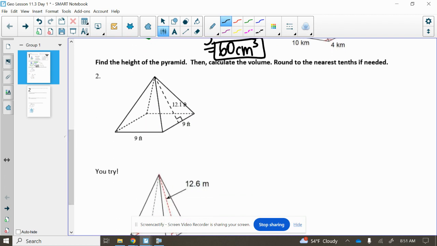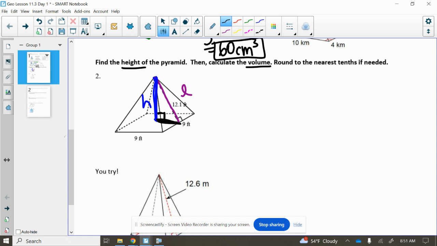All right, in the next one, we are looking for first the height of our pyramid and then calculating the volume. So notice this is an example of them giving us the slant height as opposed to our vertical height from the top to the bottom. So this is what we need to actually calculate volume. So step 1, we are going to calculate what that height is.